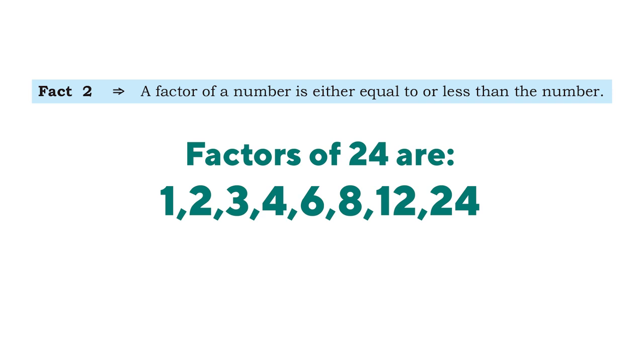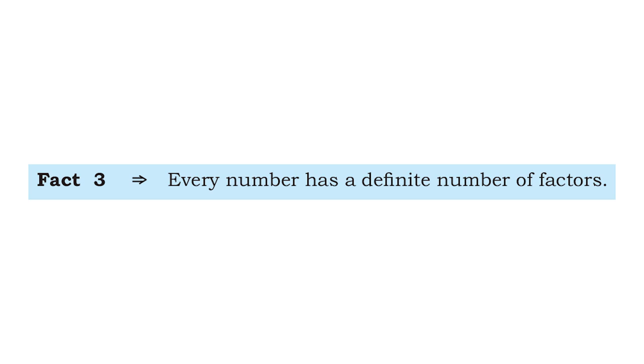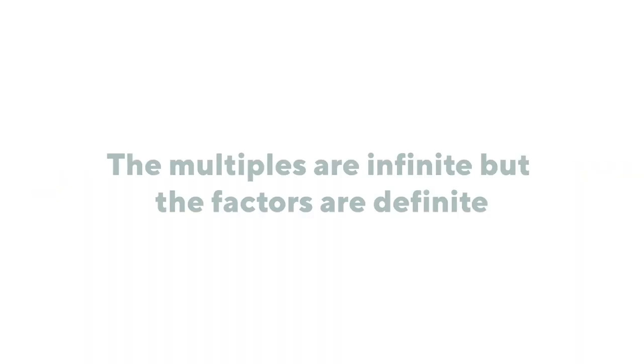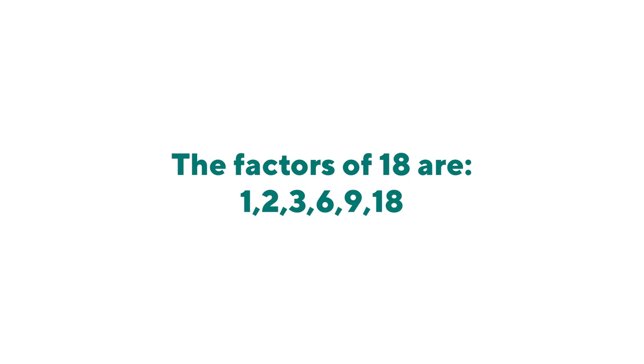Factors of 24 are 1, 2, 3, 4, 6, 8, 12, and 24. So all the factors are either equal to or less than the number. Fact 3. Every number has a definite number of factors. In multiples, we saw that the multiples are infinite, but the factors are definite. For example, the factors of 18 are 1, 2, 3, 6, 9, and 18.